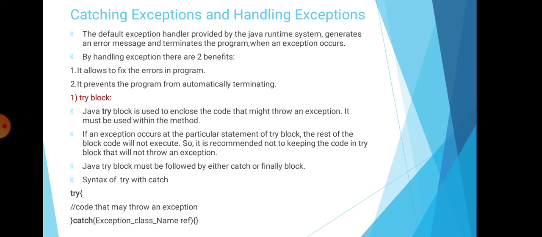First is the try and catch block. First is the try block. The Java try block is used to enclose the code that might throw an exception, and it must be used within a method. If an exception occurs at a particular statement of the try block, the rest of the block code will not execute. So it is recommended not to keep code in the try block that will not throw an exception. A Java try block must be followed by either a catch or finally block.